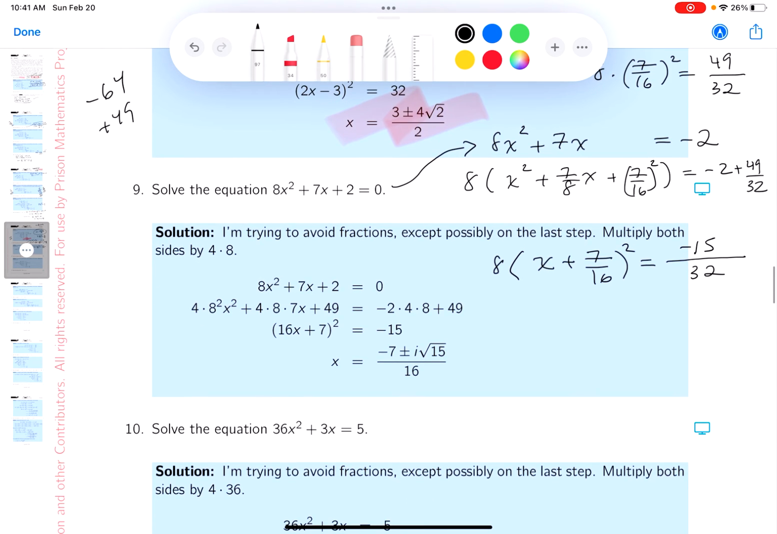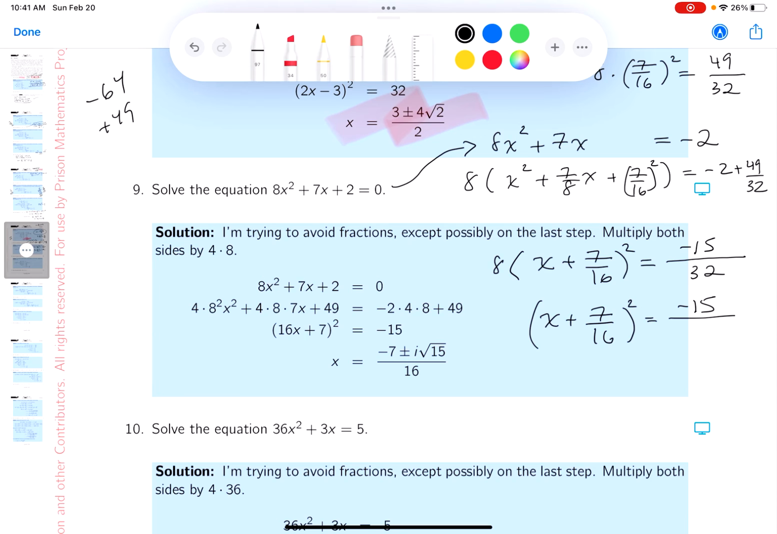And now what am I going to do? Well, I got to do something, and I'm going to divide both sides by 8 now. And let me write this over here. So you get x plus 7/16 squared equals minus 15 over 8 times 32.